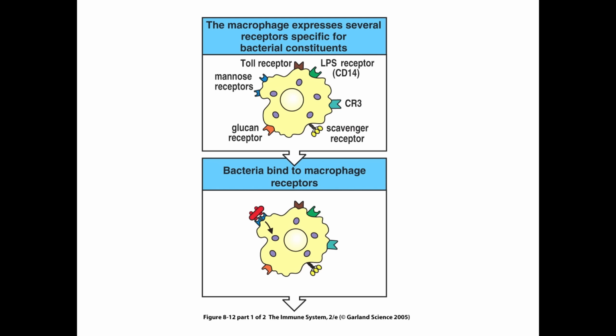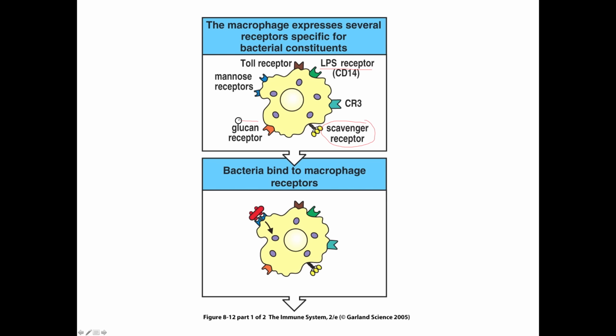Now, macrophages express several receptors specific for bacterial constituents on their surface, and this allows them to recognize pieces of bacteria, as well as the bacteria themselves, as well as parts of DNA. And here's a list at the top. There are receptors that will bind to lipopolysaccharide. There are scavenger receptors that will just bind things that are polar, particularly things that are positively charged, for example.